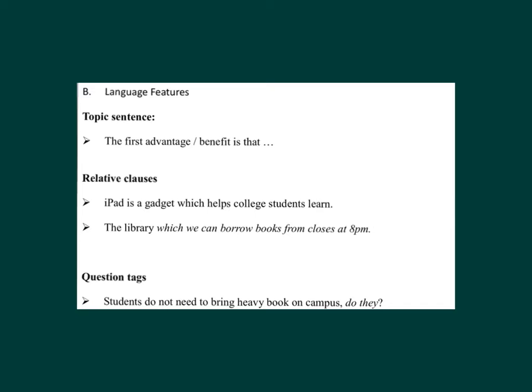B. Language features. Topic sentence. For example, the first advantage or benefit is that... Relative clauses. For example, iPad is a gadget which helps college students learn. Another example, the library which we can borrow books from closes at 8 p.m. Question tag. Students do not need to bring heavy books on campus, do they?